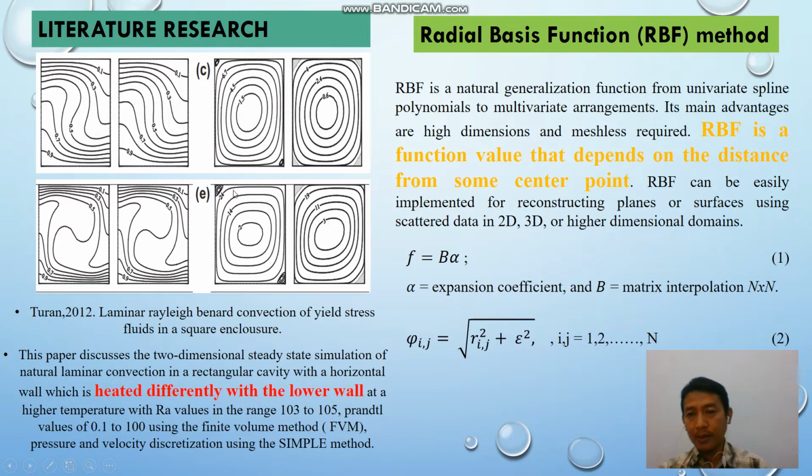This is the radial basis function method. In theory, the radial basis function method uses a function value that depends on the distance from some center point, and then RBF can be easily implemented for reconstruction of planes or surfaces using scattered data in 2D, 3D, or higher dimensional domains. Here is the RBF equation.